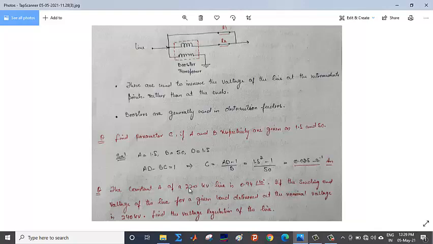When the nominal voltage is given at the receiving end and it is delivering the full load at that time, Vs is equal to 240 kV. Find the voltage regulation of the line.